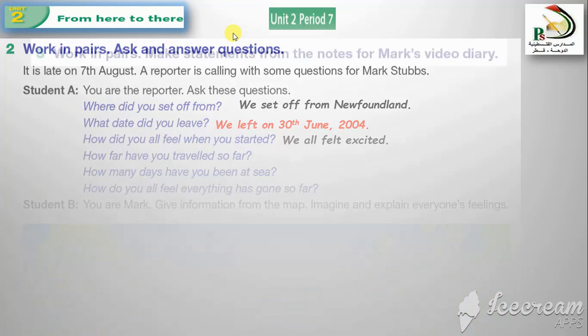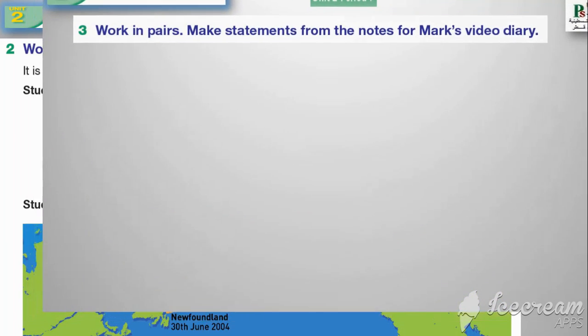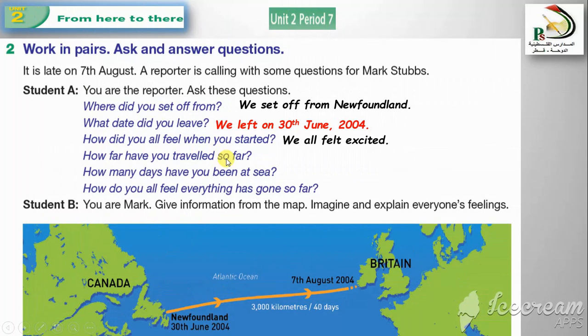See? Here, you're supposed to write the answers. How far have you traveled so far? We have traveled 3,000 kilometers so far. How many days have you been at sea? We have been at sea for 40 days. How do you all feel everything has gone so far? We feel everything has gone very well. So, 3 questions are in the past simple and 3 which are connected to the present are in present perfect. You write them down in your notebooks.